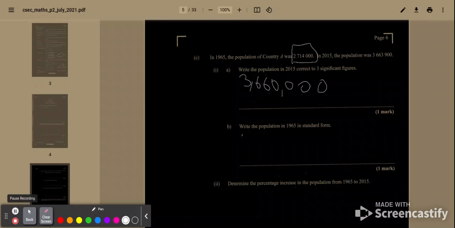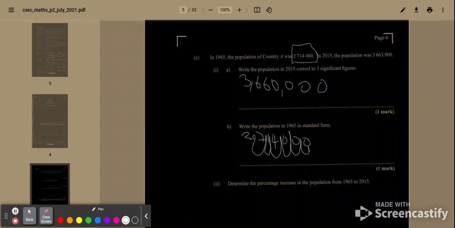So let's do that, which is 2,714,000, right? So in standard form, our main aim is to get to the first non-zero number, and in that case, that is 2, right? This 2 here. So to get to it, we'll start at this 0 here, right? And see how many places we should move to get to the 2. So this is 1 place, 2 places, 3, 4, 5, 6, right? Exactly. So we move 6 places.